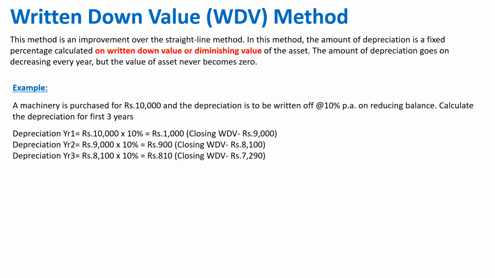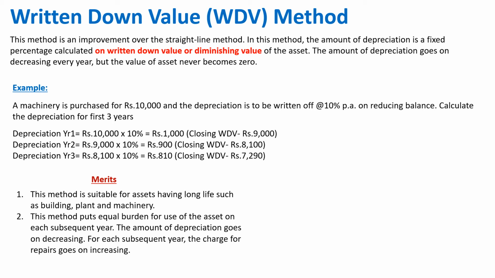Okay. Now let's try to understand the merits and demerits of this method as well. So what are the merits here? This method is suitable for assets having long life such as building, plant and machinery. This method puts equal burden for use of the asset on each subsequent year. The amount of depreciation goes on decreasing. For each subsequent year, the charge for repairs goes on increasing.